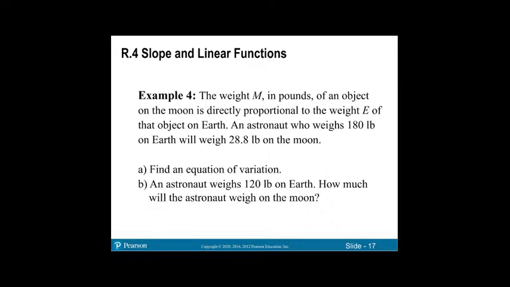So it says the weight m in pounds of the object on the moon is directly proportional to the weight of the object on Earth. So then we can express this: the weight on the moon is going to be equal to some positive constant m times their weight on Earth.